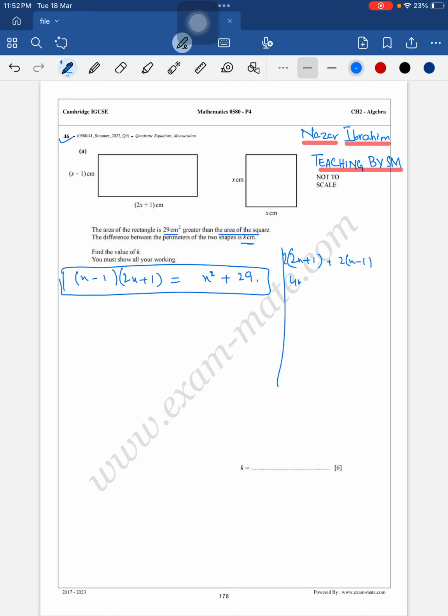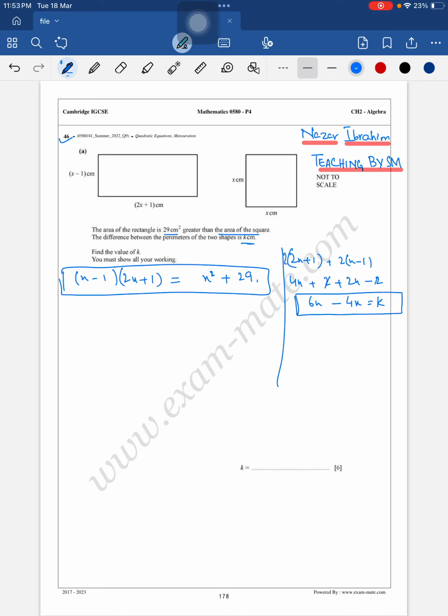That will be 4x plus 2 plus 2x minus 2. So that is 4x plus 2x is 6x. 2 cancels. This is the perimeter of the rectangle, and the perimeter of the square is 4x, x plus x plus x plus x, sum of all sides, right? So 6x minus 4x is equal to k, which we need to find out.